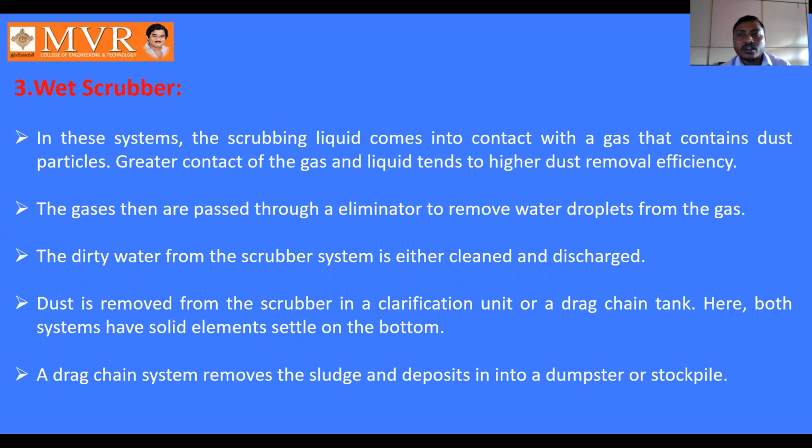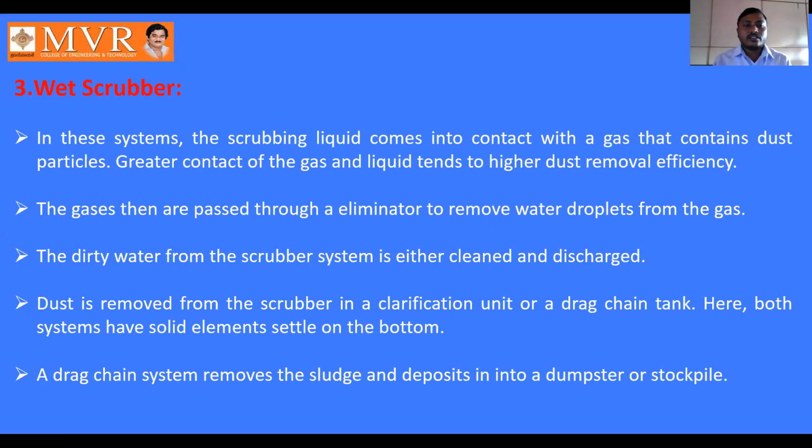The next type of dust collector is the wet scrubber. In this system, the scrubber liquid comes into contact with the gas that contains dust particles. Greater contact of the gas and liquid tends to give higher dust removal efficiency.